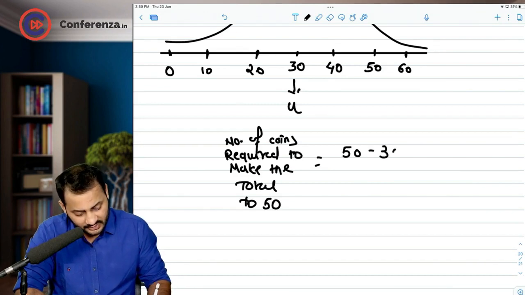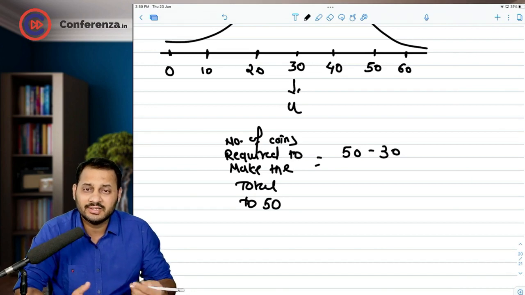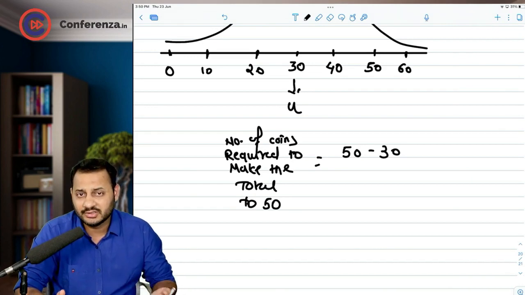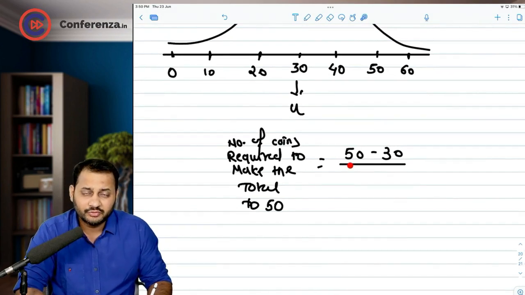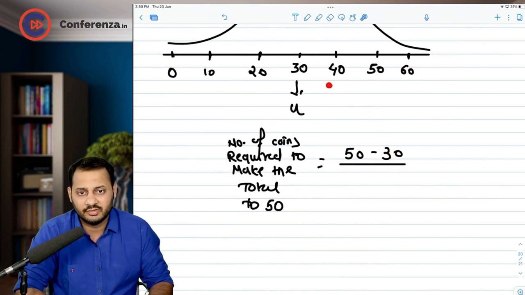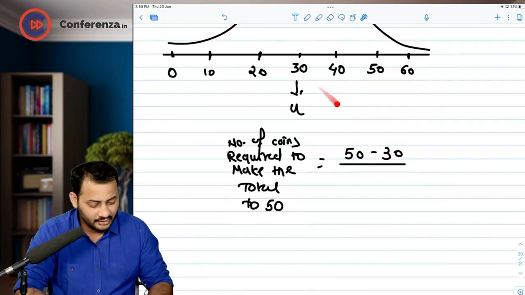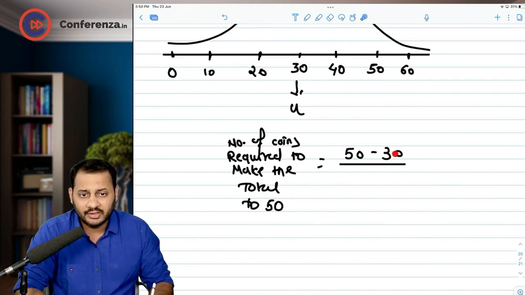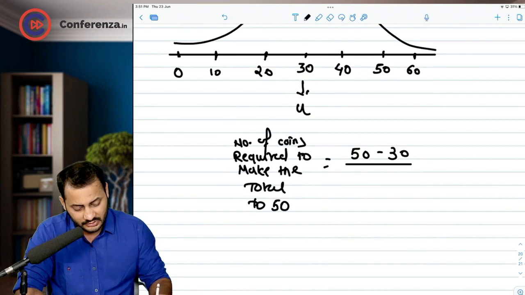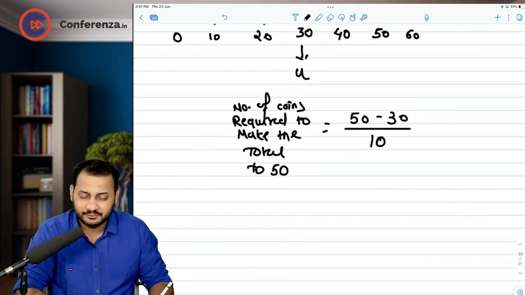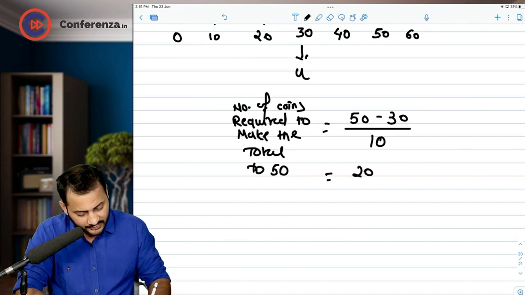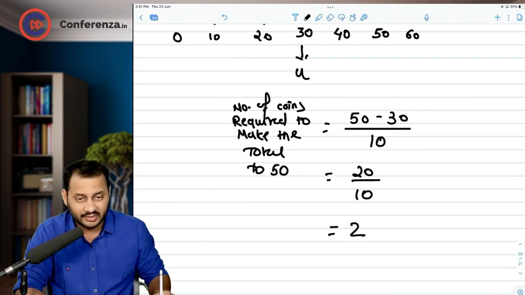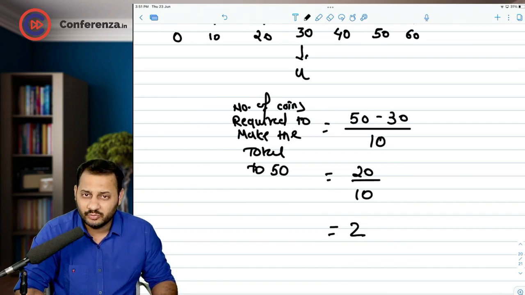So how did we calculate that? 50 minus 30. The first thing that we did is work out how much extra is required. 20 rupees extra is required. We wanted to reach 50, and we are starting from 30 itself. This is the point from where we are starting, right? And if we want to reach 50, then we have to add 20 more rupees, and every coin is of 10 rupees. So it will be 20 divided by 10 is equal to 2. That is the z-score. Now, can you create a formula for z-score?